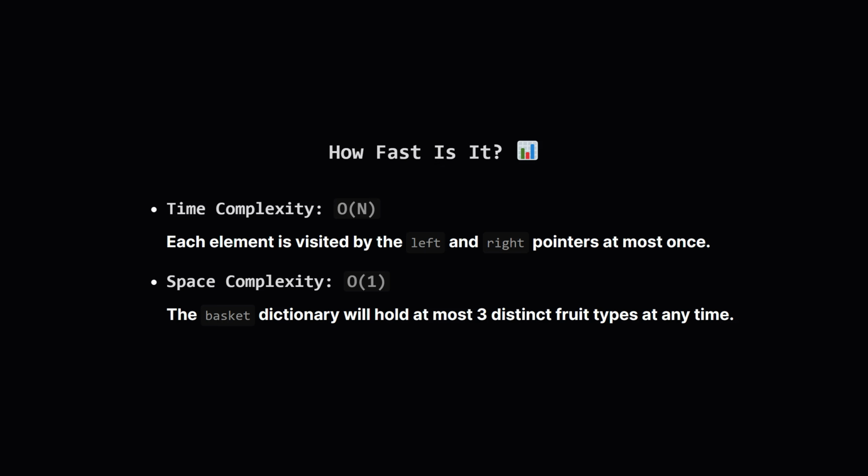It's really fast. Both the right and left pointers only move forward through the list. This means each fruit tree is visited a constant number of times, giving us a linear time complexity, or big O of n, where n is the total number of trees. For space, our basket will never hold more than 3 types of fruit before we shrink it, so it uses constant extra space, or big O of 1.